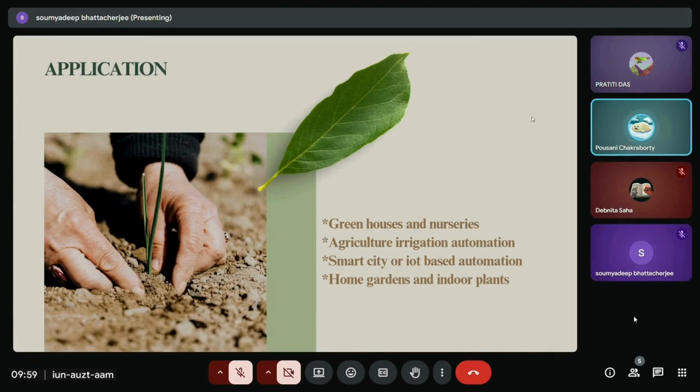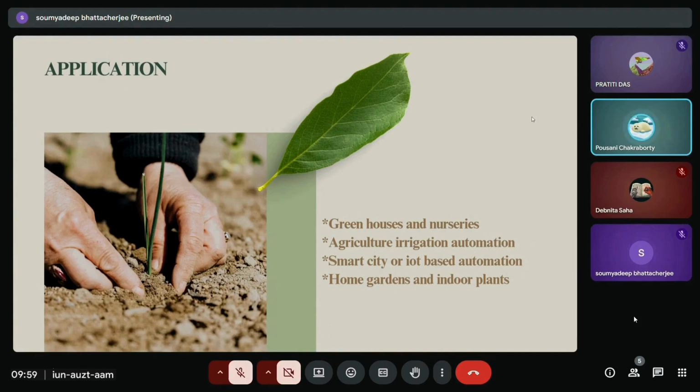The future scope of this project is very exciting because it's connected to the bigger picture of smart farming, IoT, and sustainable development. Although the current system is simple and works very well, it can be upgraded in many ways to make it smarter, more efficient, and more user friendly.